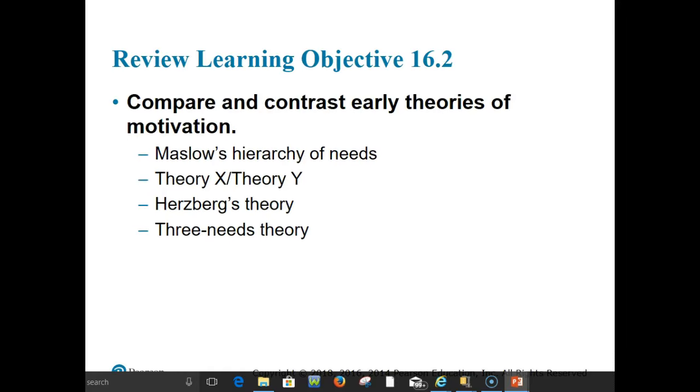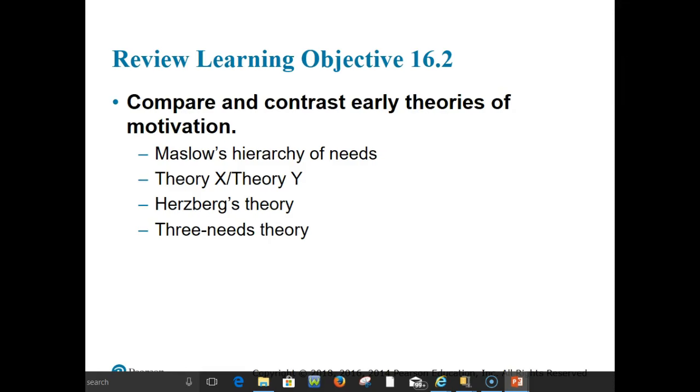In review of our second learning objective, in Maslow's hierarchy, individuals move up the hierarchy of 5 needs, being physiological, safety, social, esteem, and self-actualization. And as needs are substantially satisfied, a need that's substantially satisfied no longer motivates. And a Theory X manager believes that you don't like work or won't seek out responsibility, so they have to be threatened and coerced at work.